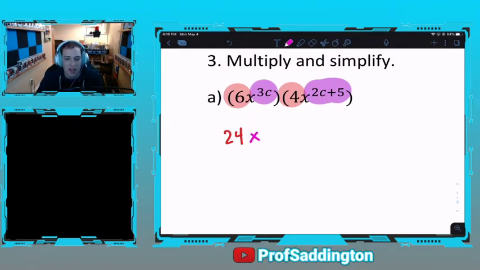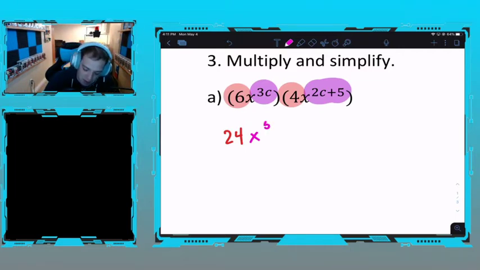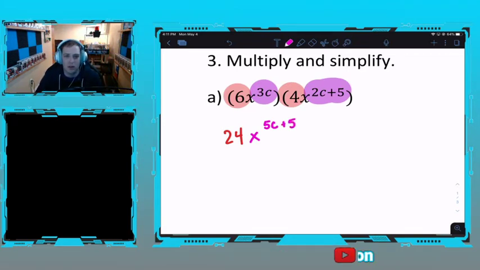And then we're just adding the exponents together. Just make sure when you're adding the exponents, you're adding like terms. So you have 3c plus 2c plus 5. The only thing we can combine are the c's. So that would be 5c plus 5. And that's it. Don't overthink those ones. That's just a simple multiplication, okay?